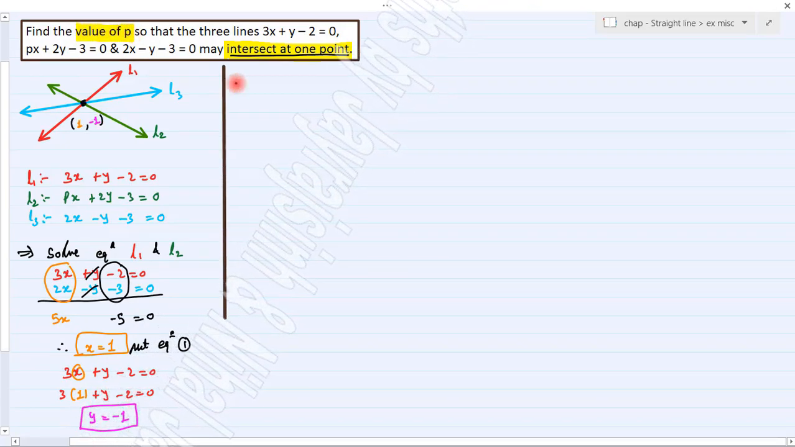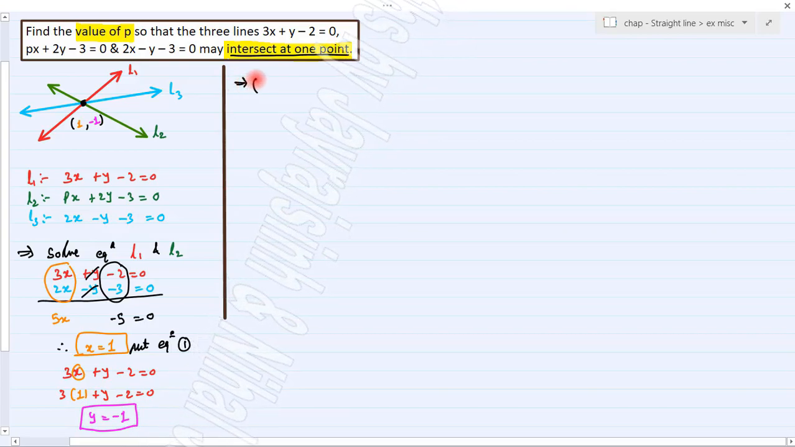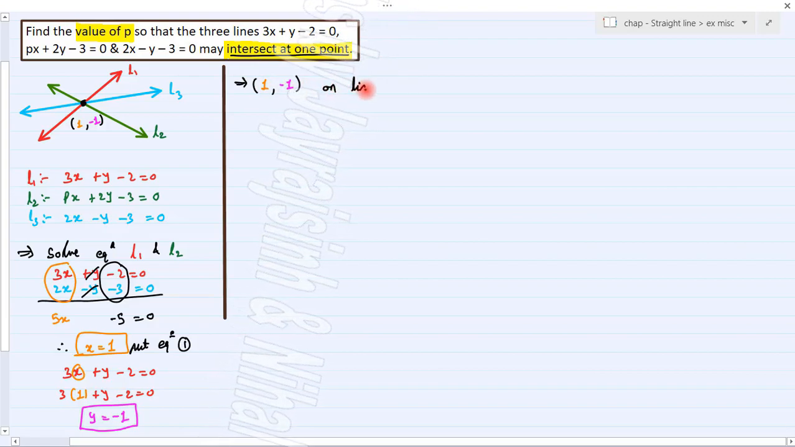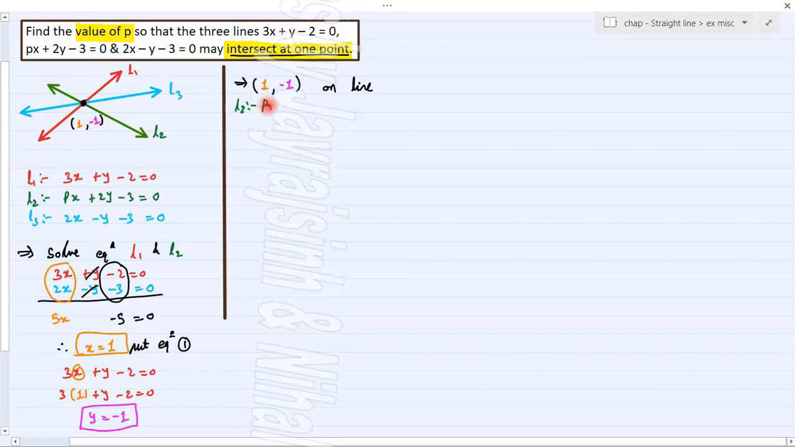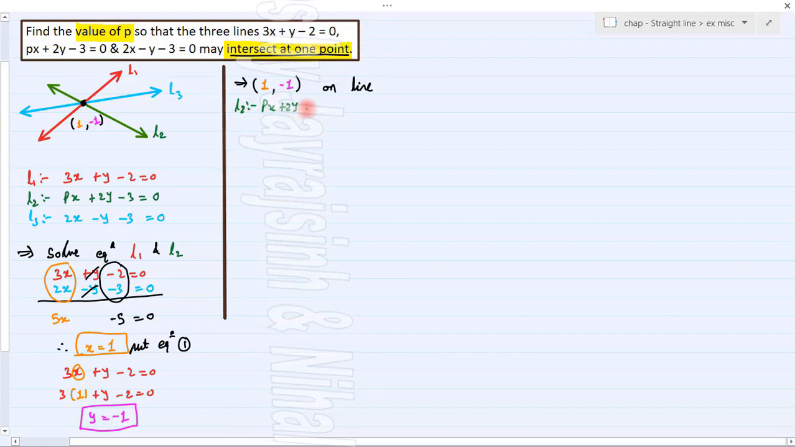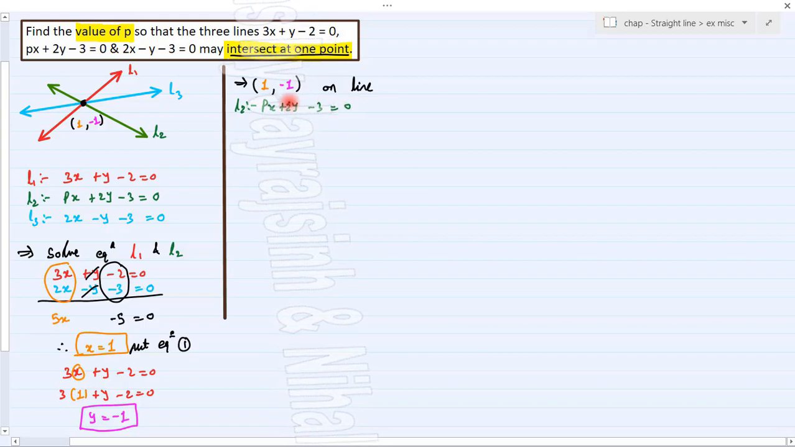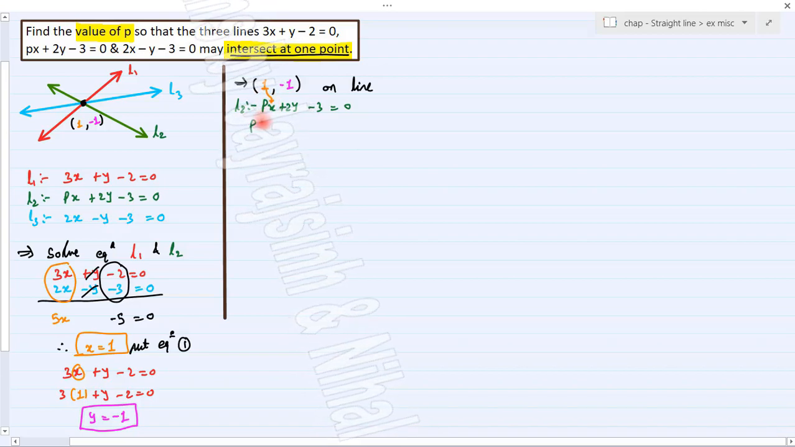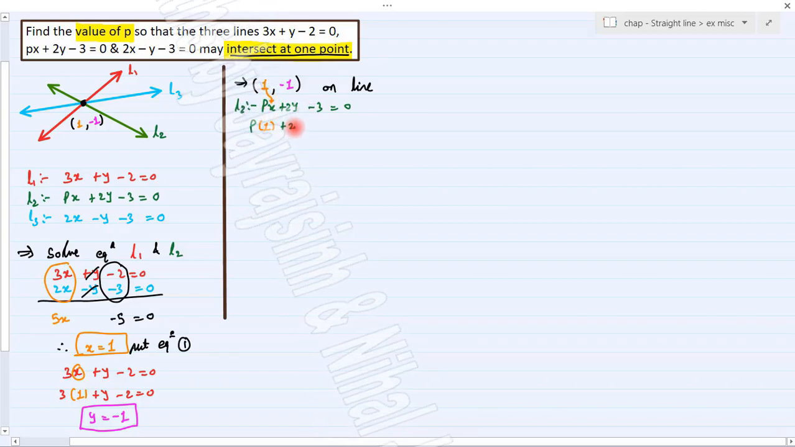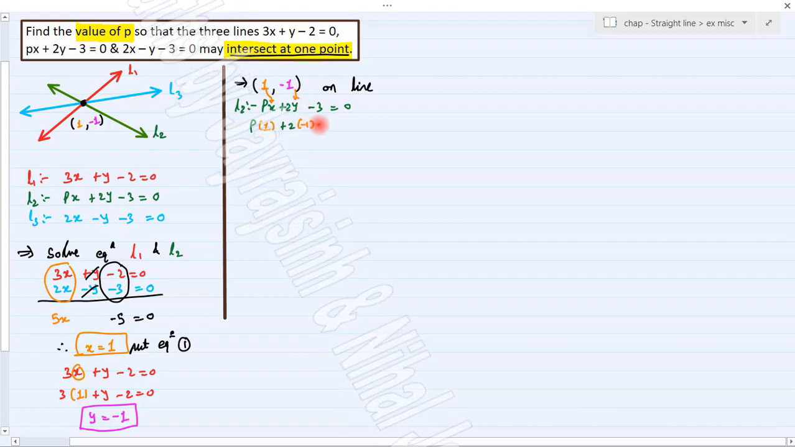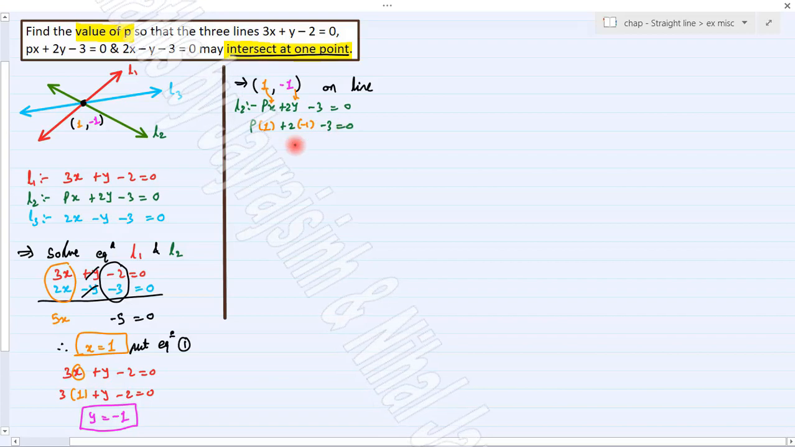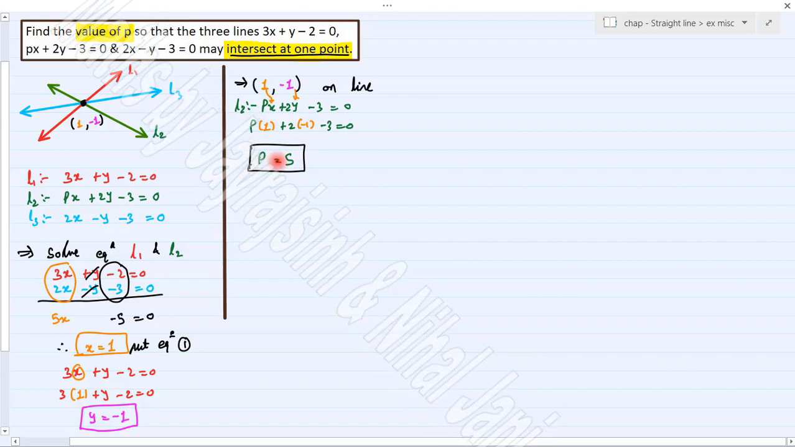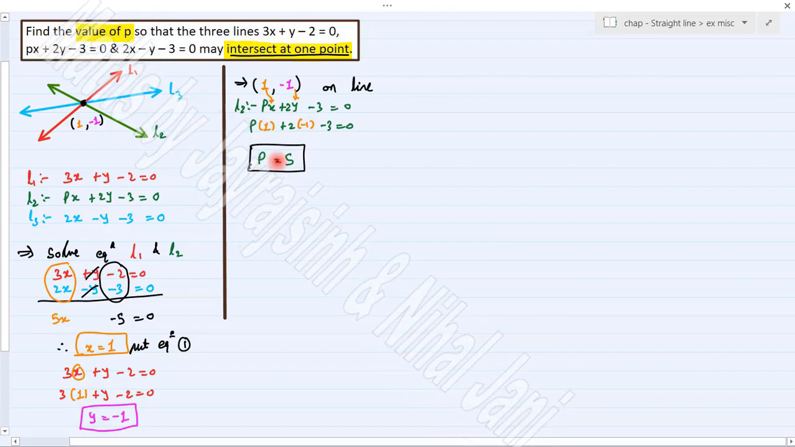To find the value of p, we will use this intersecting point 1, minus 1, which is on line L2, which is px plus 2y minus 3 equal to 0. So it must satisfy the equation. Let's substitute the value of x, which is 1, and the value of y, which is minus 1. So we get p is equal to 5, which is your required answer.